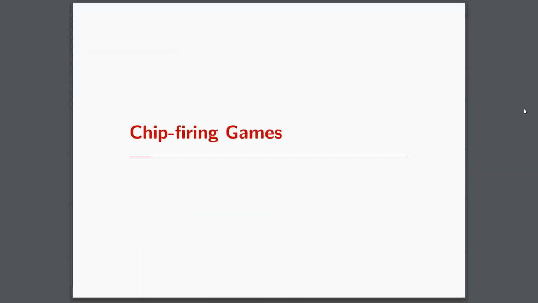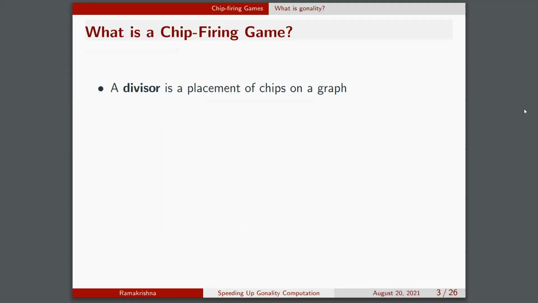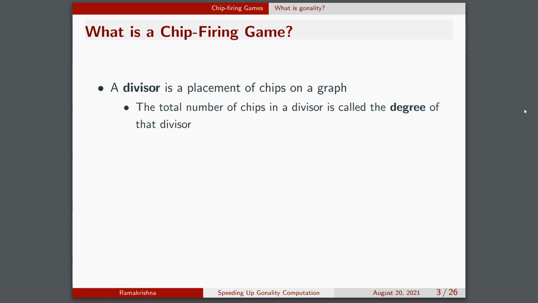So let's begin, like I said, by talking about chip firing games. In order to do that, we're going to discuss some definitions first. A divisor is a placement of chips on a graph. These chips are essentially integer values assigned to vertices. So you can have a negative number of chips on a vertex, a positive number of chips on a vertex, or 0 chips on a vertex. The total number of chips present in a divisor, the sum of all the chips on all the vertices in a graph, is called the degree of a divisor.